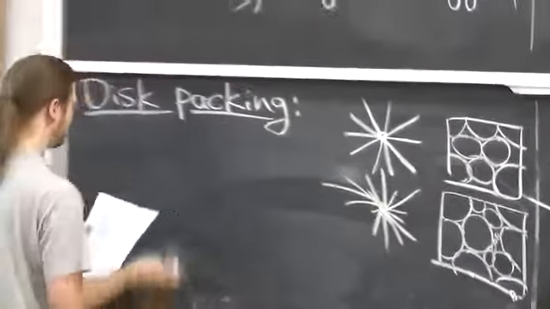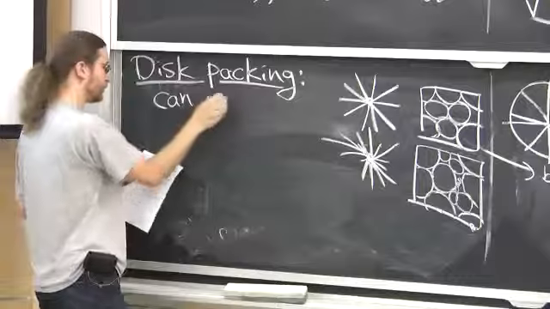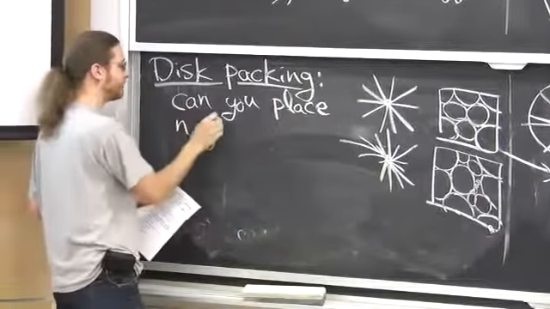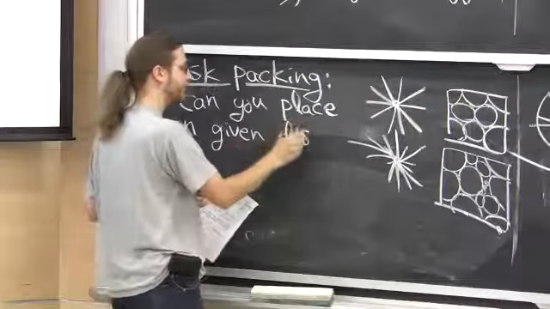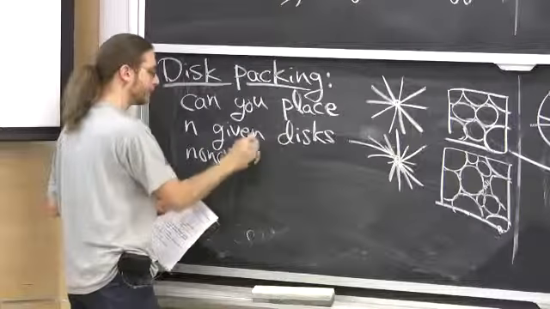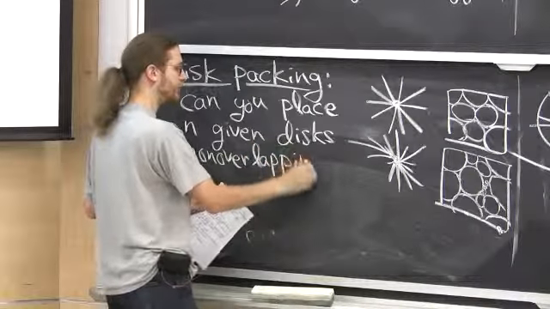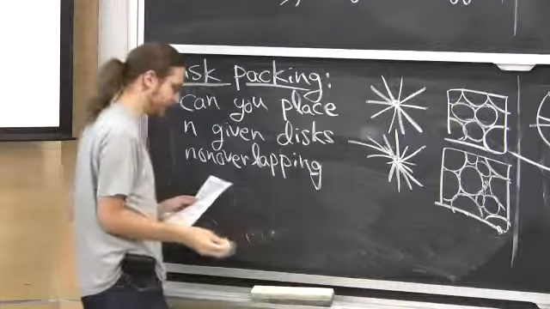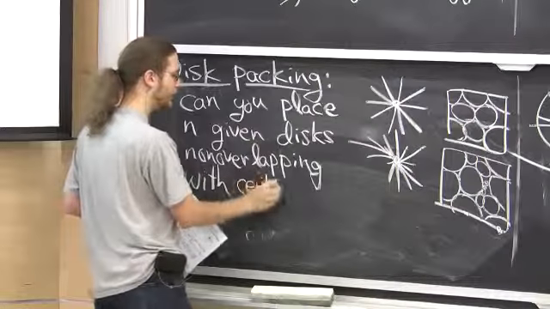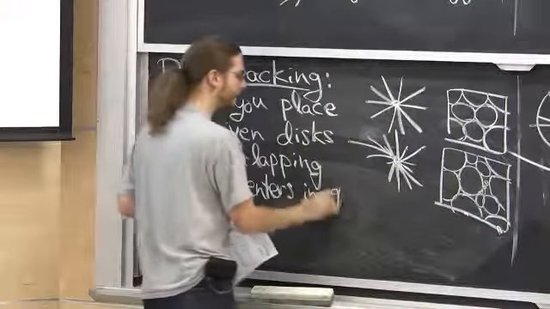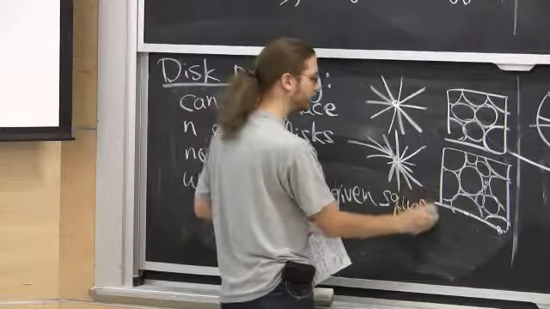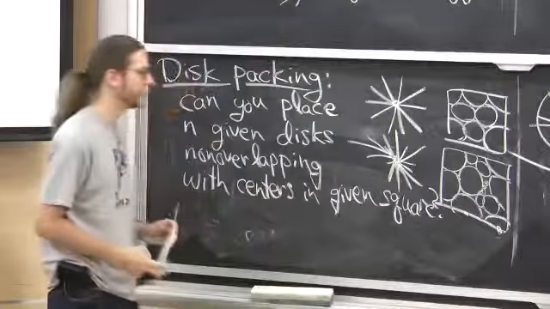Okay, I'm going to formulate it as a decision question, yes or no. Can you place n given disks? So I give you the sizes of them. I want them to be non-overlapping. They can touch on the boundary, but the interiors can't overlap. And I need the centers to lie in a given square. So I want to know, can I make this uniaxial base from this square of paper? And I claim that is NP hard.